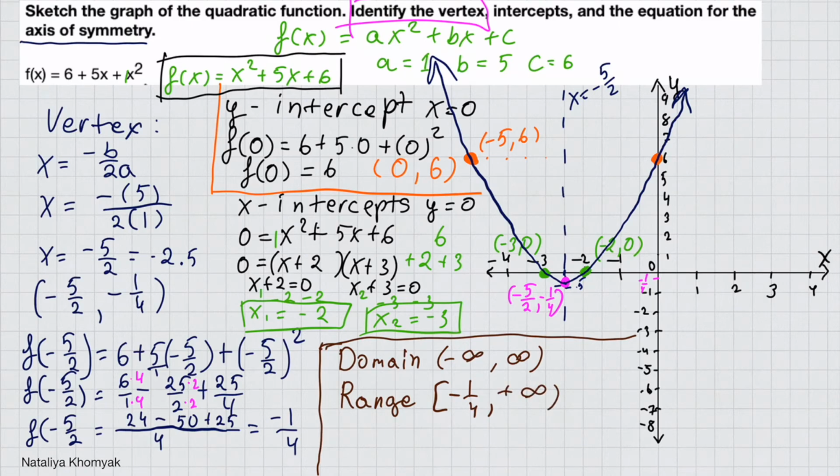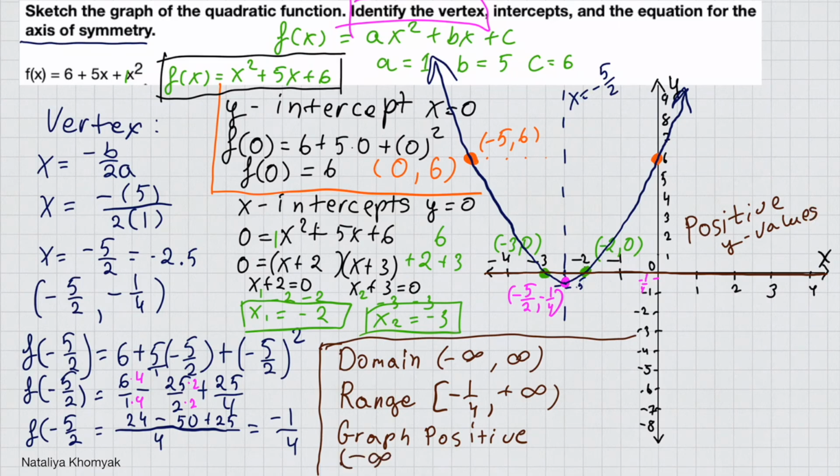Sometimes you will have to answer questions asking you the intervals where the graph is positive. Positive values are the y values that appear above the x-axis. So on top of the x-axis we will have positive y values, and they will go from -infinity to x equals -3, and from x equals -2 all the way to +infinity, you will have positive y values.